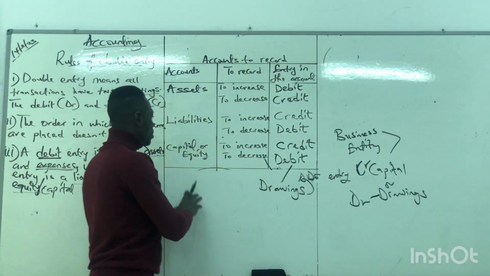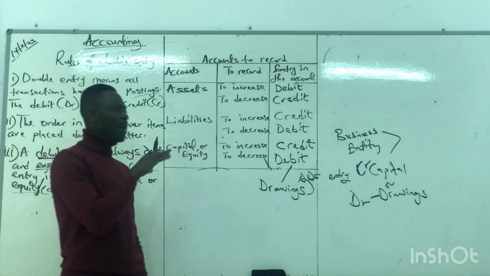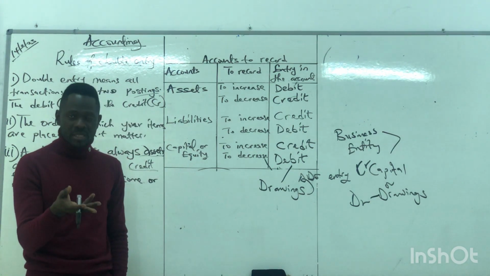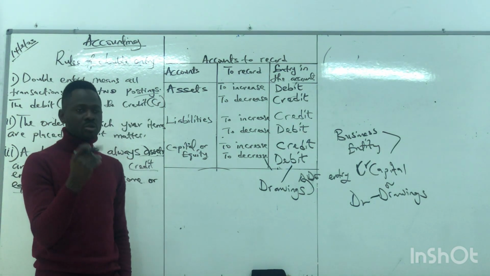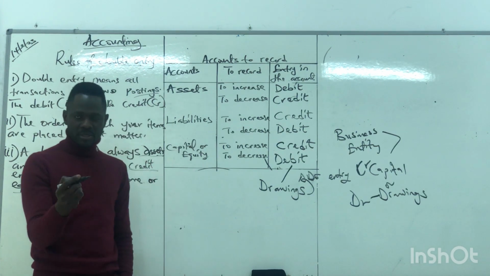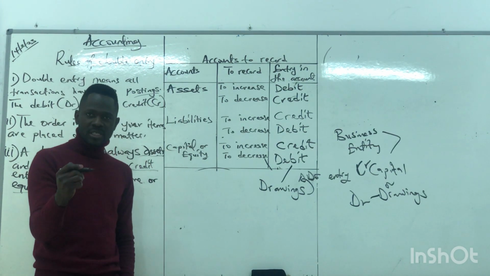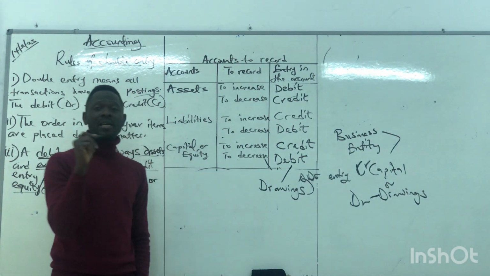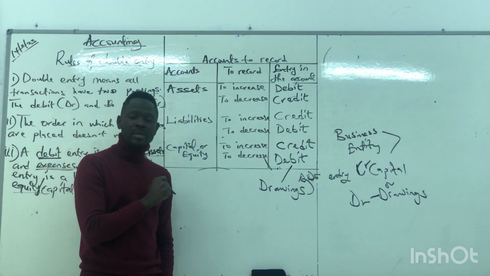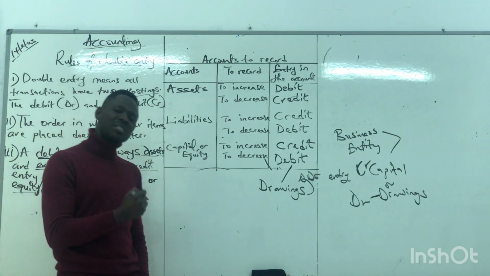So this is how we post. This is how we increase our assets or our liabilities or equity. So to increase your assets, we make a debit. To reduce your assets, we make a credit. To increase your liability, you make a credit. To reduce your liability, you make a debit. To increase your capital, you make a credit.